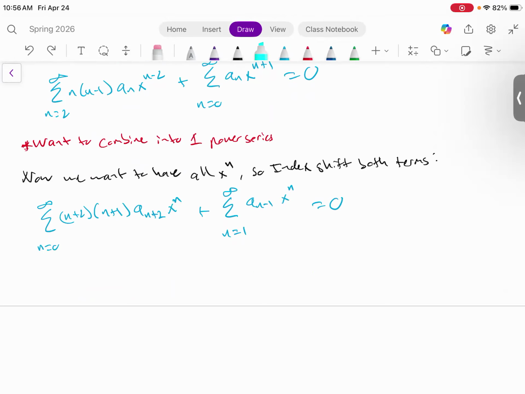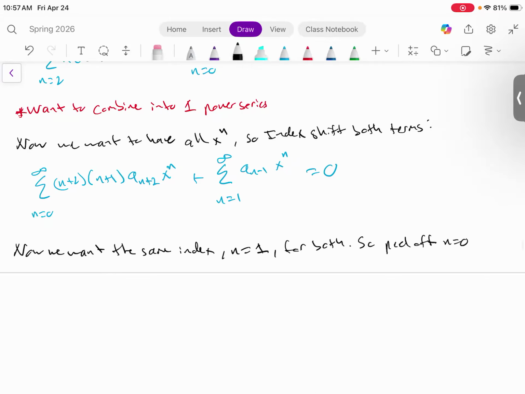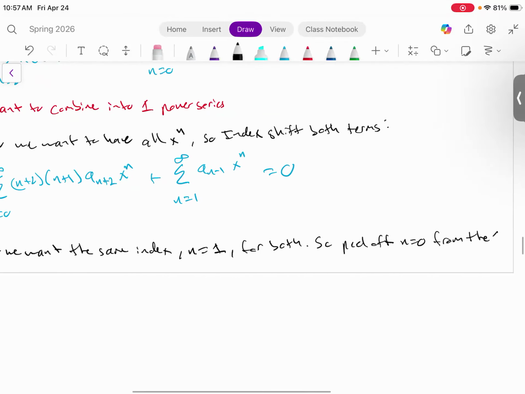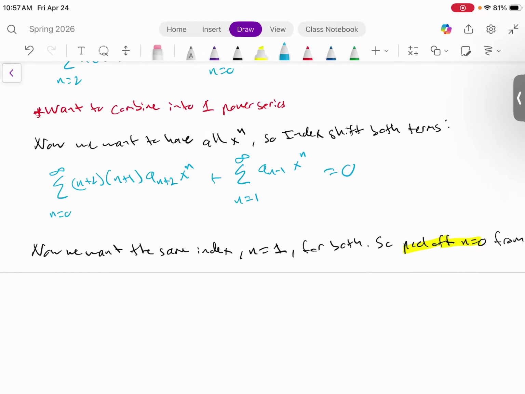Great. What we want to do now is get the same index. So we want the same index. And the only way to do that is if we get up to n equals 1 for both. So what we're going to do is peel off n equals 0 from the first term. Okay, we're going to peel off n equals 0 from the first term.